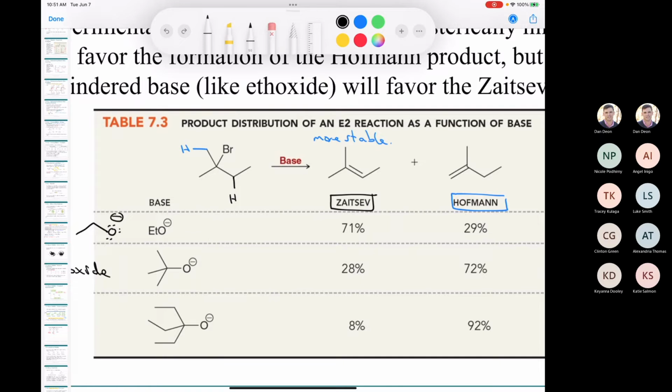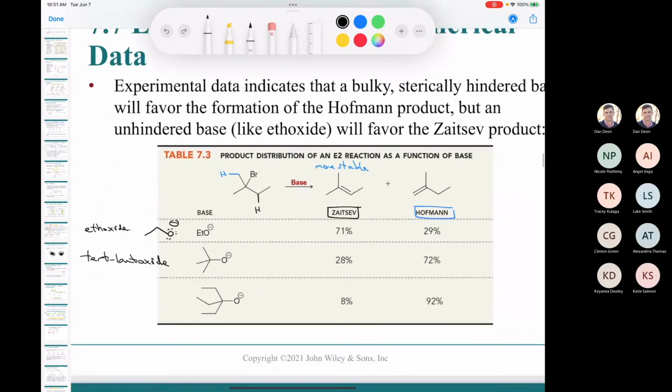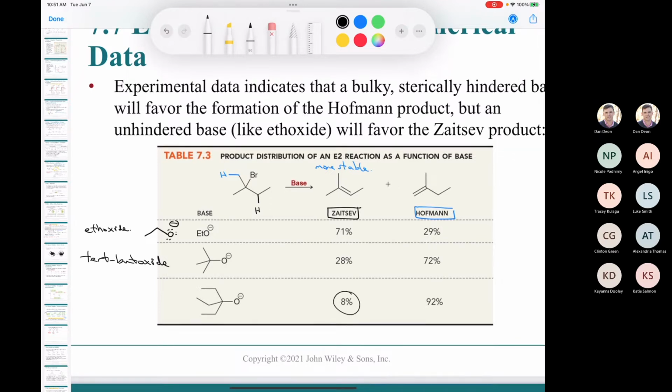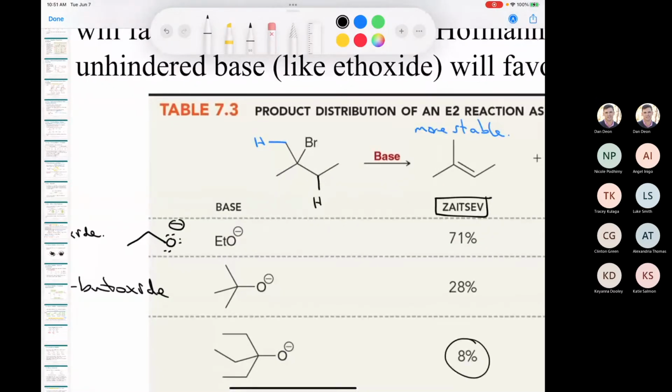You see this manifest in the numbers here. If you use ethoxide as your base, you get 71% of the Zaitsev, whereas if you switch it to tert-butoxide, you get 72% of the Hofmann. And if you have an even more hindered base like this, you get a super high yield of the Hofmann with very little Zaitsev. It's all about the proton availability. Again, if we look at the black proton and look at its alpha carbon, it's attached to all this and all this. It's more sterically hindered than if we look at the alpha carbon where the blue proton is. It's only attached to one group, so it's more available.